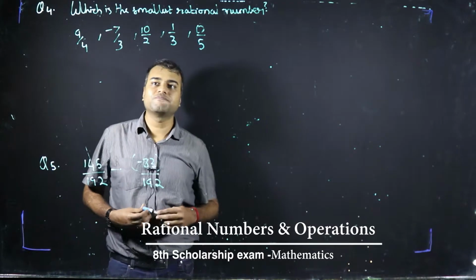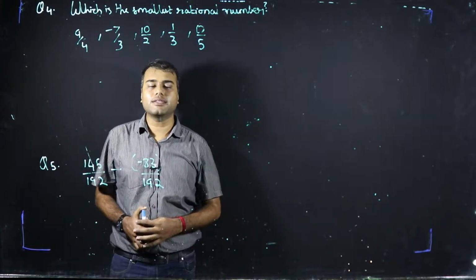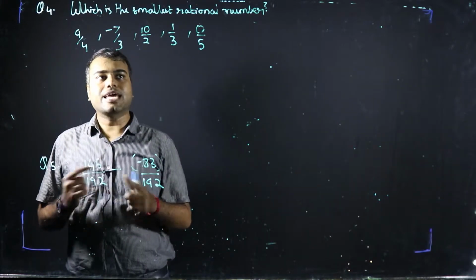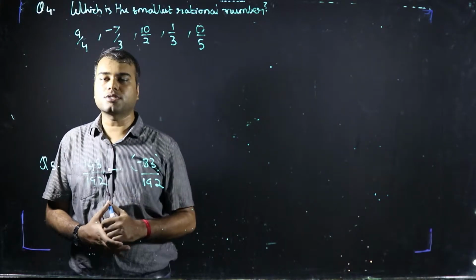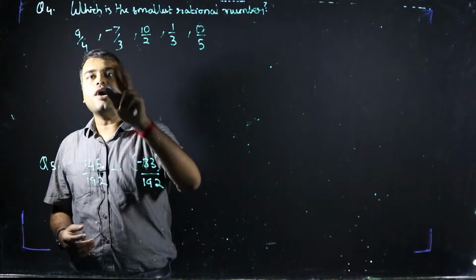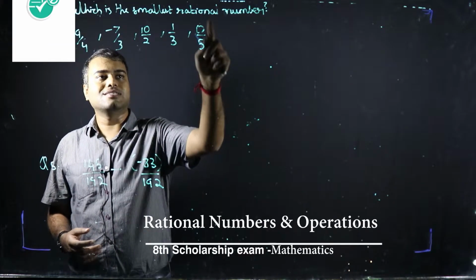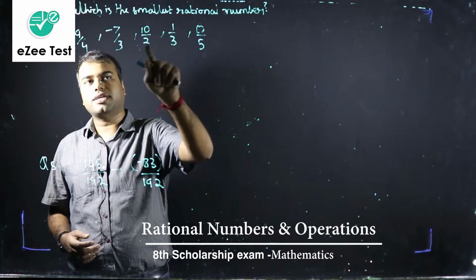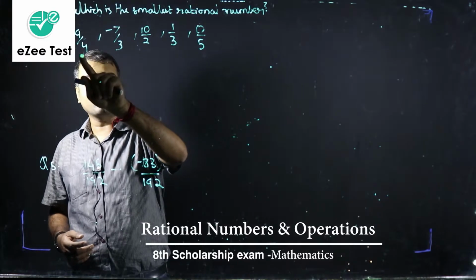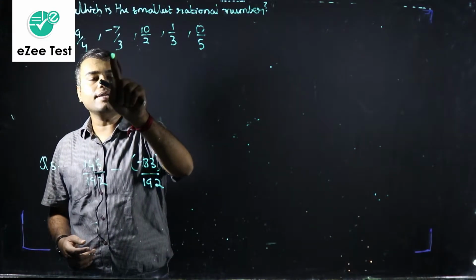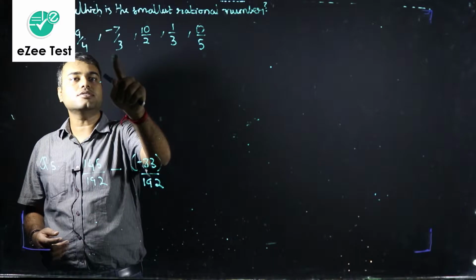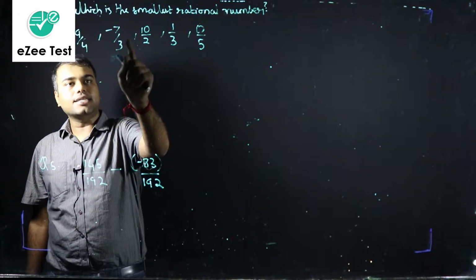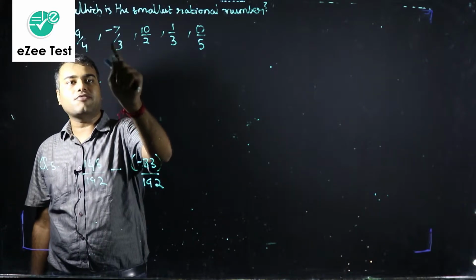What if I tell you that we don't have to do anything to solve this question? See, we all know negative numbers are smaller than positive numbers, isn't it? So out of all these numbers, 0 divided by 5, the answer is going to be 0. 1 by 3 is a positive number, 10 by 2 is a positive number, 9 by 4 is a positive number. The only negative number that we have over here is minus 7 by 3. So directly we can say that the answer is going to be minus 7 by 3.